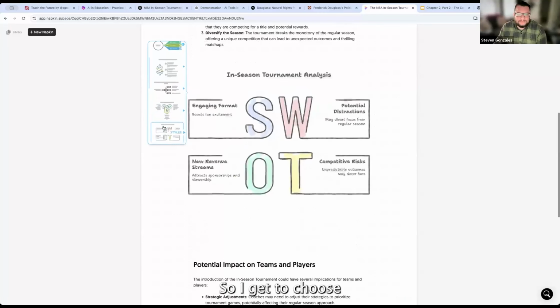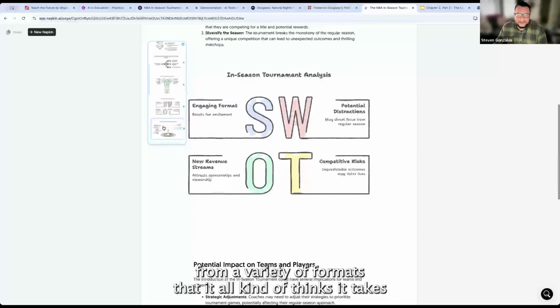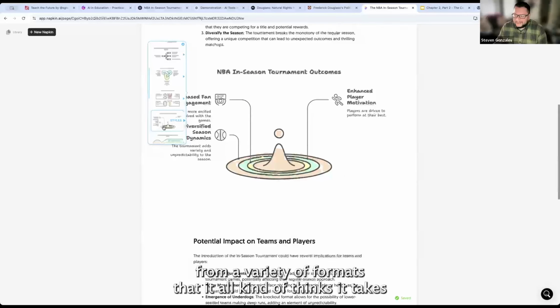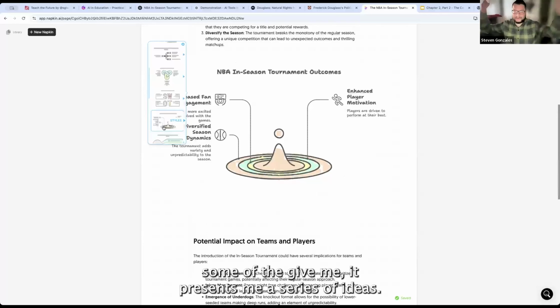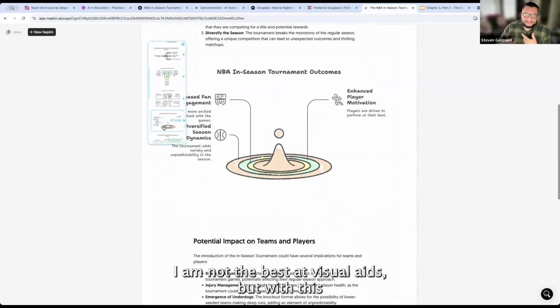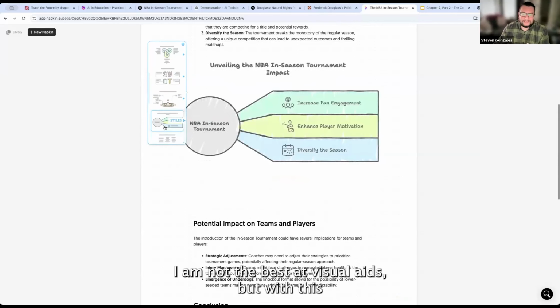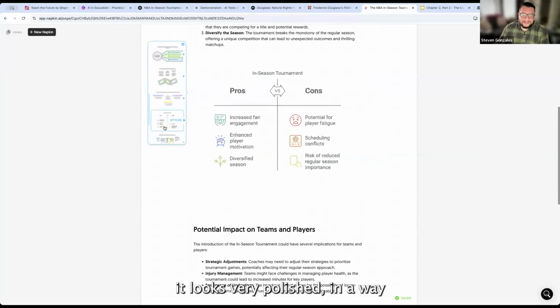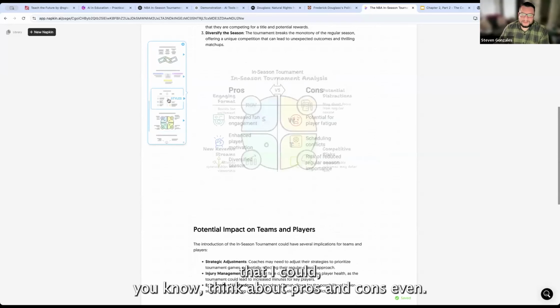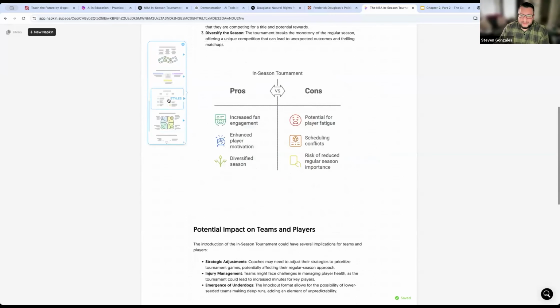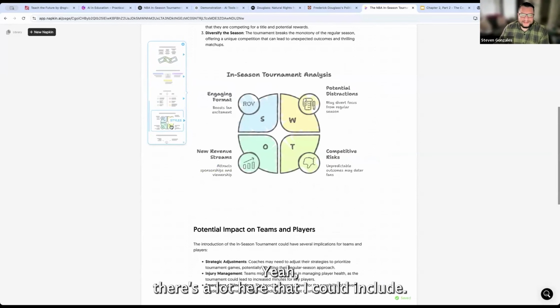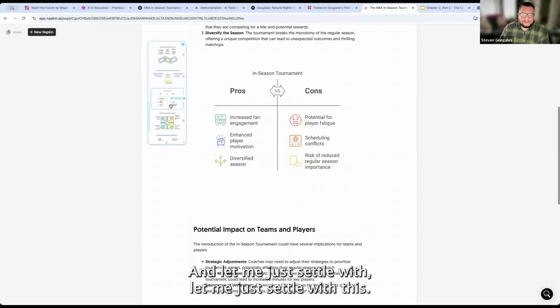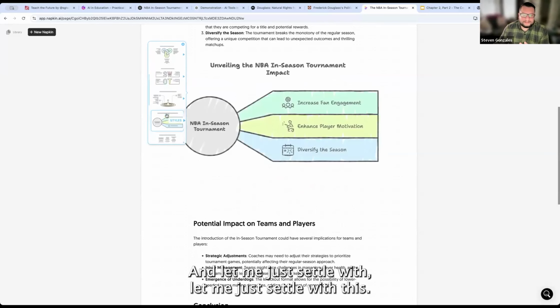So I get to choose from a variety of formats that it all kind of thinks. It presents me a series of ideas. I am not the best at visual aids, but with this, it looks very polished in a way that I could think about pros and cons even. Yeah, there's a lot here that I could include. And let me just settle with this.